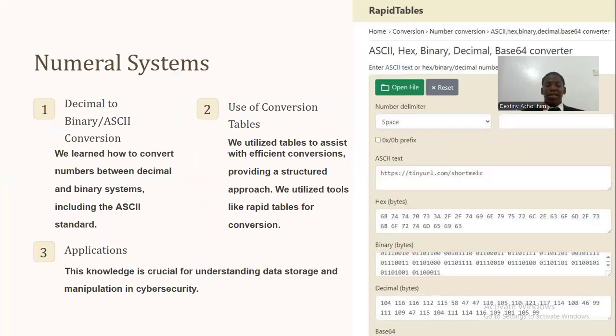In cybersecurity, hexadecimals are often used to represent hash values, and binary is critical in representing IP addressing and subnetting. We're going to talk about IP addressing next.